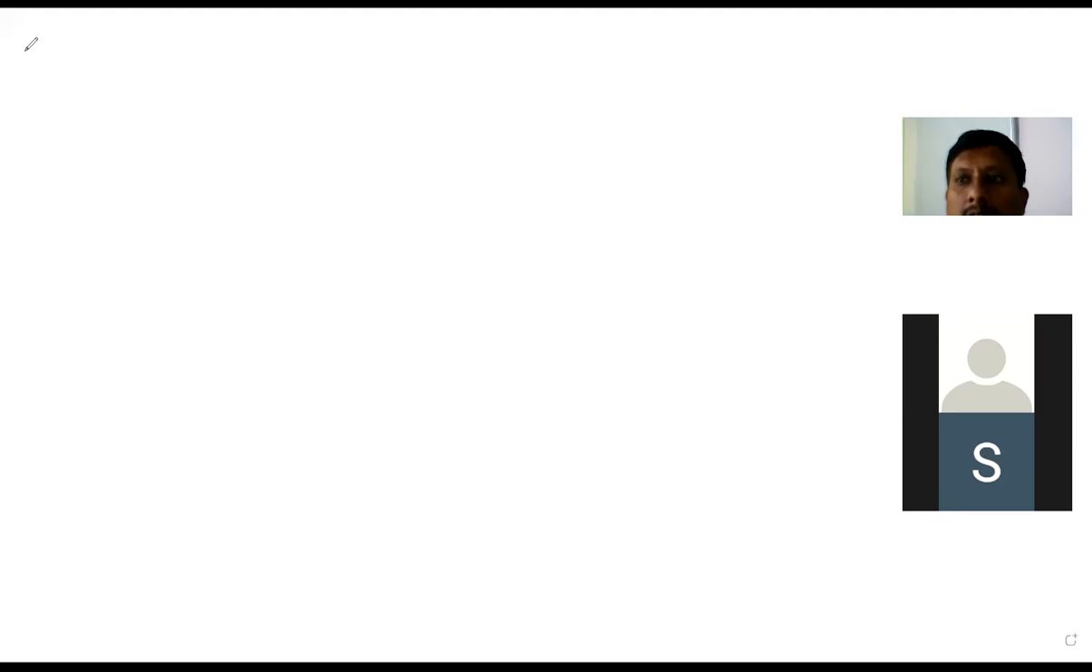In the previous lecture, we started the hybrid parameters, the H parameters, and we completed that theory part. After that, we started to solve numerical examples to determine the H parameters of a given network. The first example we have solved.